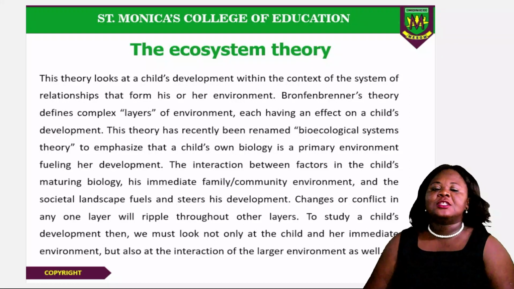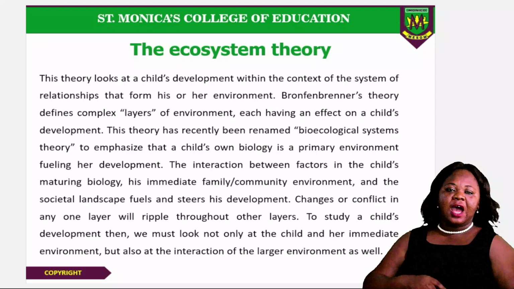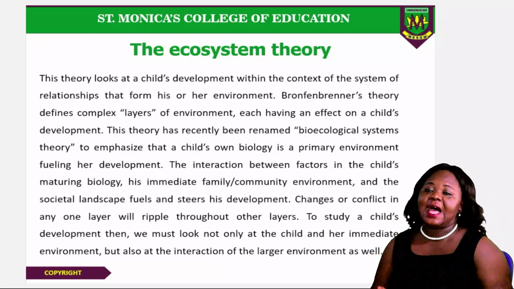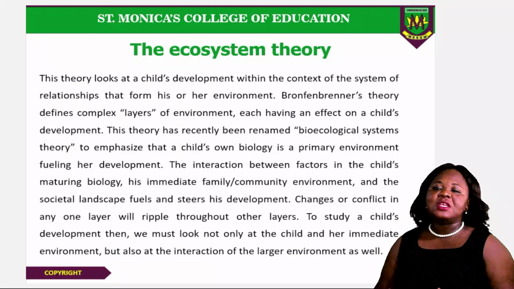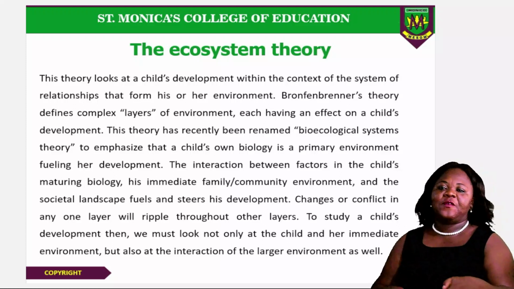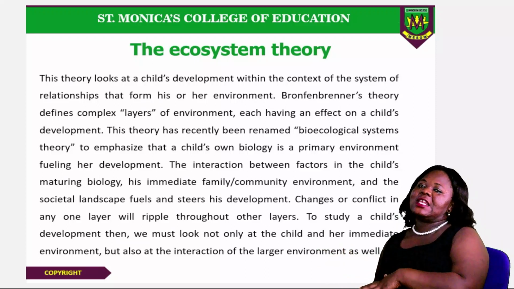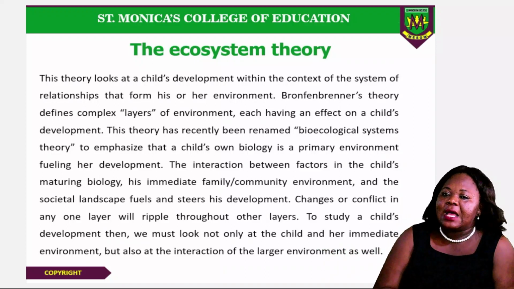And then again, it looks at changes or conflict in any one layer having a ripple effect on the other layers. What does it mean? If there is an issue at the family level, it affects you at the social level. If there is an issue at the community level, it is likely to affect the family as a whole.